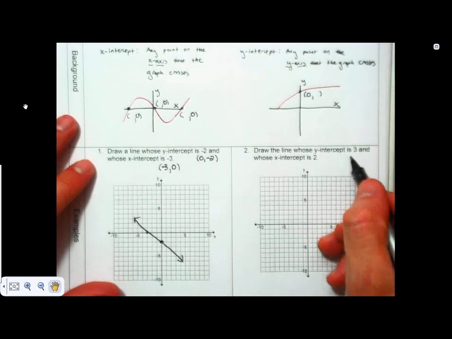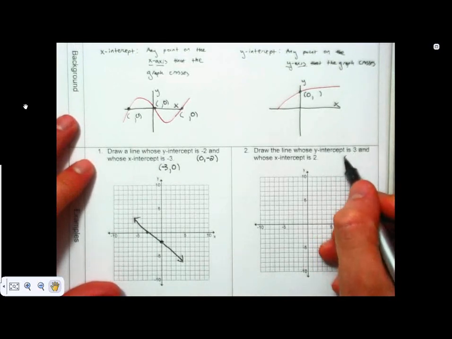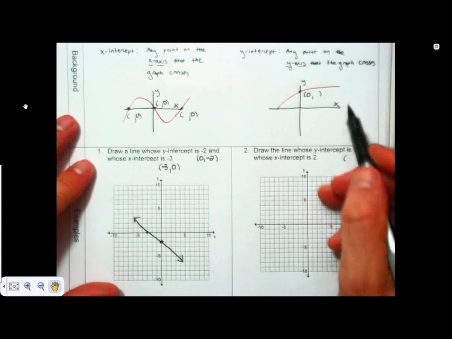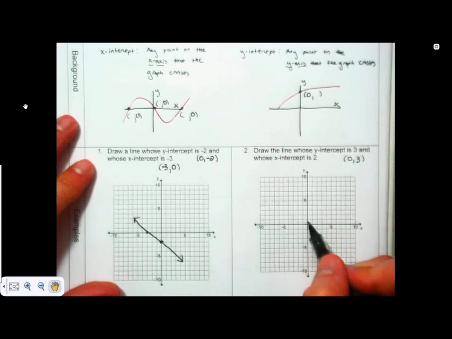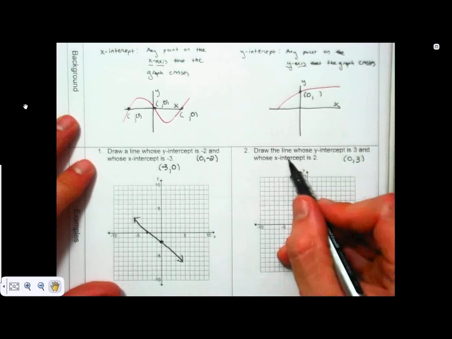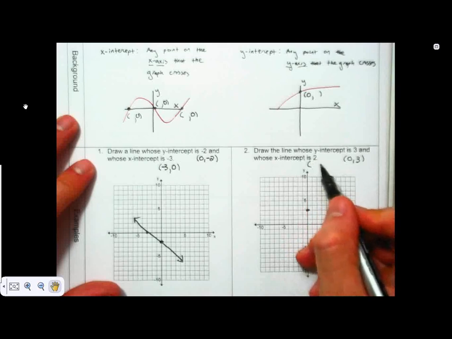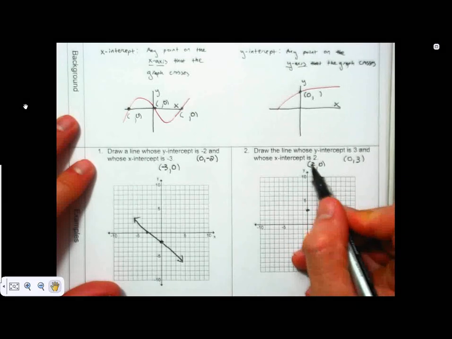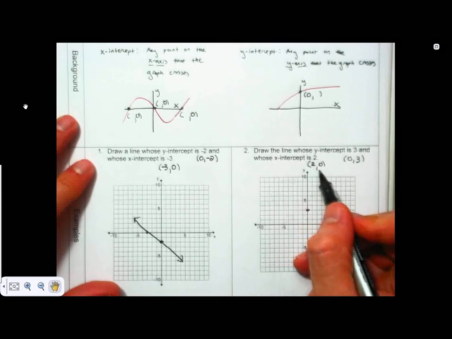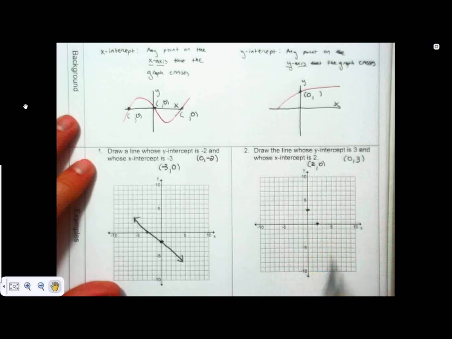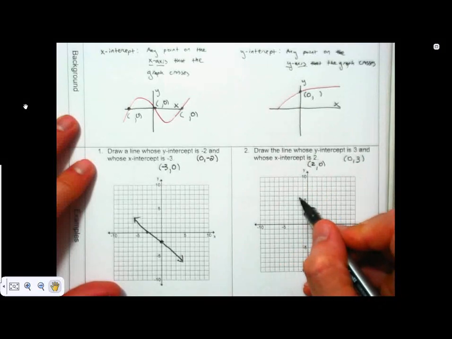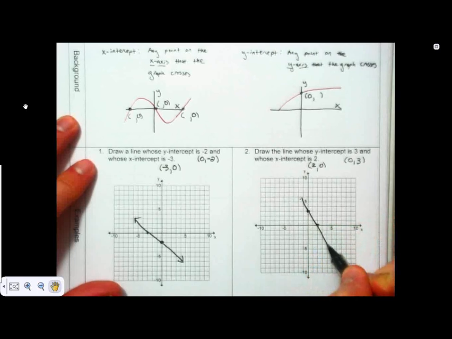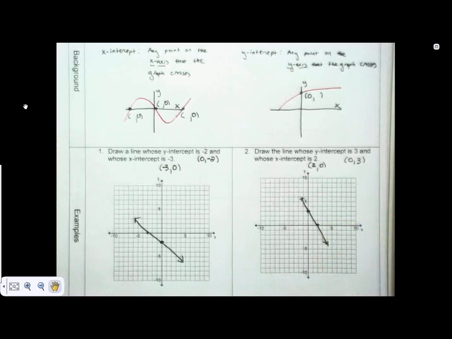Okay, so for number 2, same thing. So the y-intercept is 3. So if I write the coordinates out, for the y-intercept, we know the x-coordinate is automatically 0. So (0, 3) for that first point. And the x-intercept is 2. Well, for the x-intercept, we automatically know the y-coordinate is 0. So if the x-intercept is 2, we get the point (2, 0). So I get these 2 points, and I'm supposed to graph the line through them. And you should get something that looks like that.